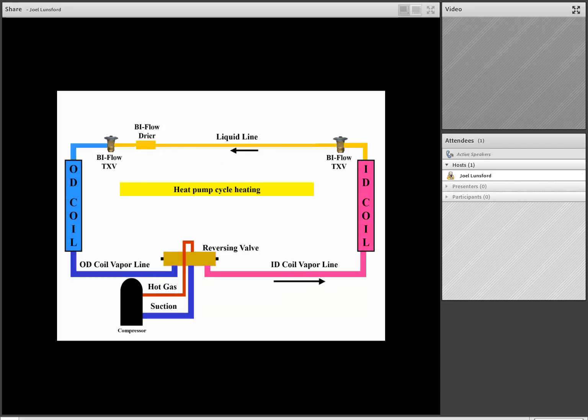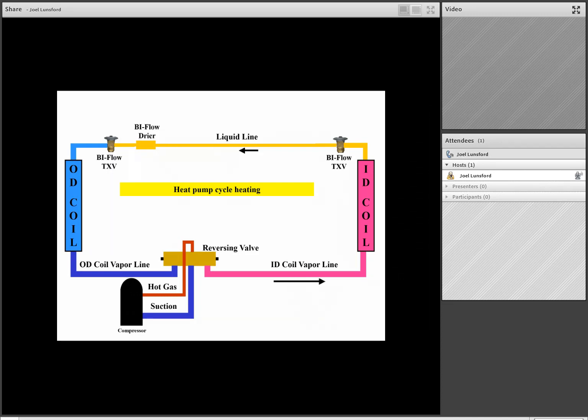Now let's switch modes of operation. We see in this mode of operation we have hot gas from the compressor going to the reversing valve, but now hang on a second, we're in the heating mode. And so we're now diverting that hot gas from the compressor to the indoor coil, which is acting like a condenser. And so as we put that hot gas to the indoor coil, we're going to be heating the indoor space with that hot gas in that indoor coil.